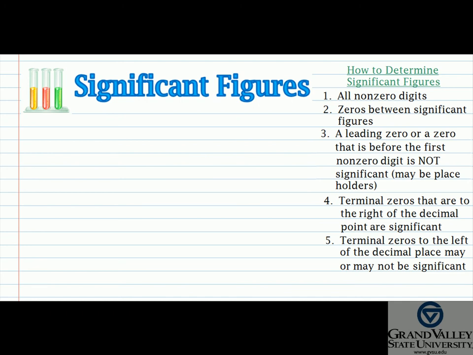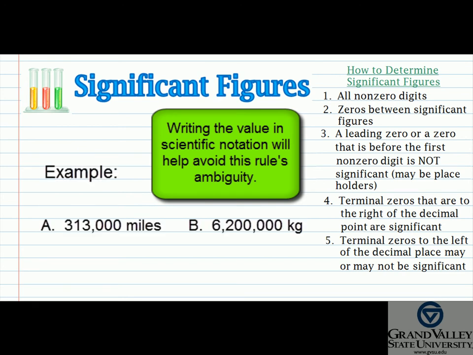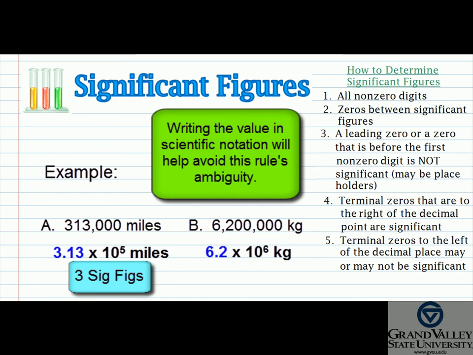Lastly, terminal zeros to the left or before the decimal place may or may not be significant. Writing the value in scientific notation will help avoid this rule's ambiguity. By writing 313,000 miles as 3.13 multiplied by 10 to the 5th miles, the scientific notation represents 3 significant figures. The next example shows 6,200,000 kilograms written as 6.2 multiplied by 10 to the 6 kilograms, which represents 2 significant figures.